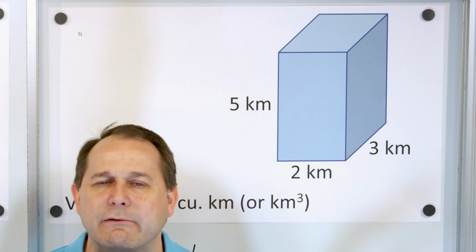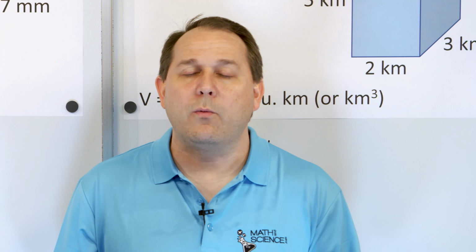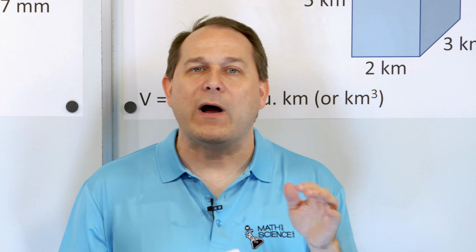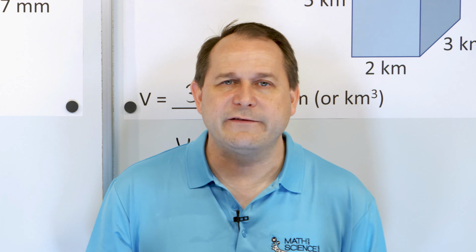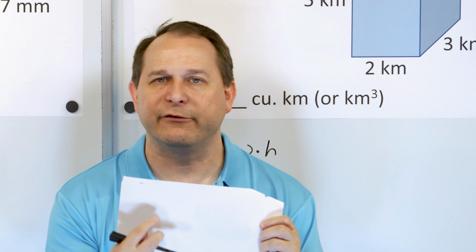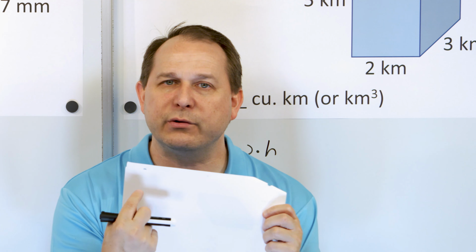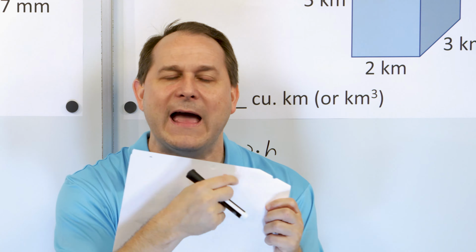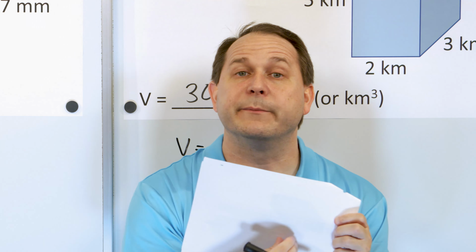One, I want you to know how to calculate the volume. But two, I want you to understand why the units of volume are cubic: cubic centimeters, cubic millimeters, and why the units of surface area are square units. It's just because when we're trying to figure out how much surface area something has, we just count squares. The units are inches times inches, so square inches. How many of these squares have 1 inch on each side? We call them square inches.